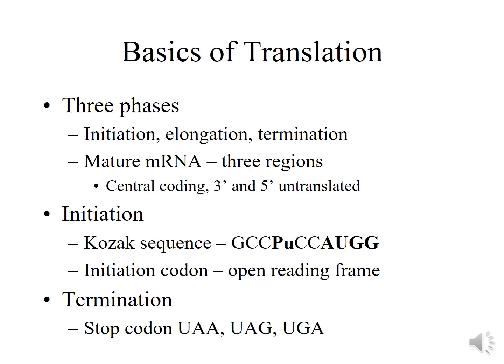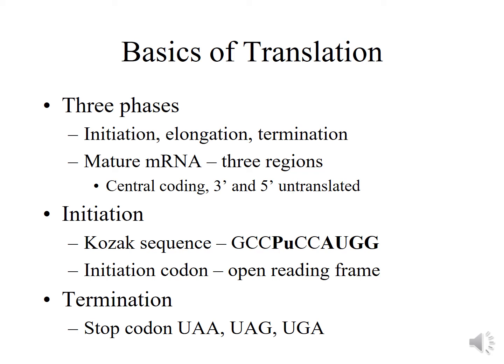Translation. Translation begins when ribosomes bind to the 5' end of mRNA and then move along the RNA to find a translational start. Translation is comprised of three phases: initiation, elongation, and termination. It involves the mature mRNA, and if we think about the mature mRNA, it actually has three regions: the central coding region, and then in addition to that, 3' and 5' untranslated regions.